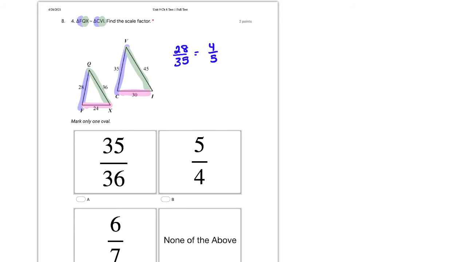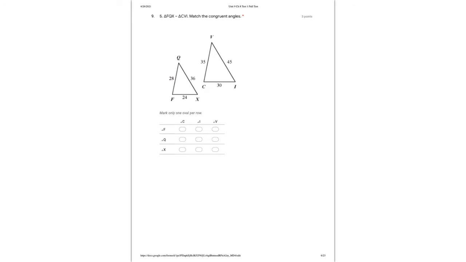You could check a few of the other ones. If you did the pink ones, for example, 24 to 30, both divisible by 6, it comes out to 4/5. And if you did the green ones, 36 over 45, both divisible by 9, 4/5. So your scale factor is 4/5 if you're going from big to small. If you're going from small to big, it'd be the reverse of that, 5/4. So that would be our scale factor.